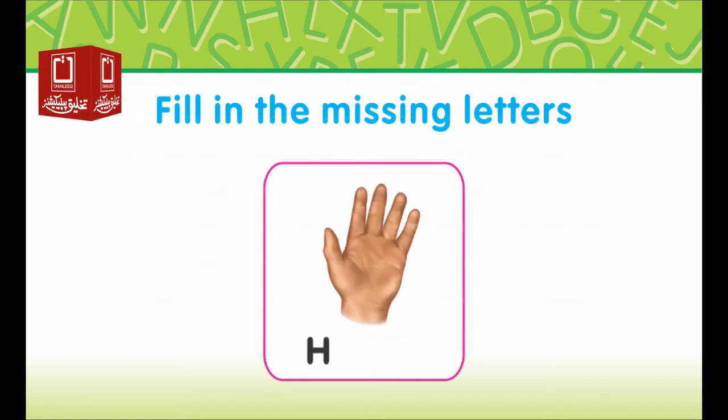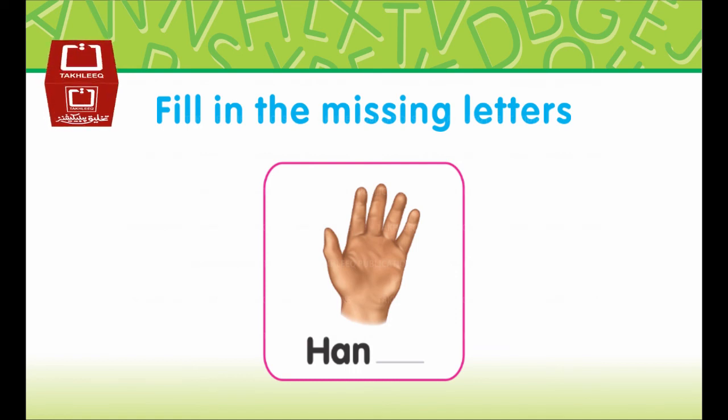Here we see the picture of a hand. Here is written H A N dash. The spellings of hand are H A N D, hand. Here letter D is missed, so we write here D.